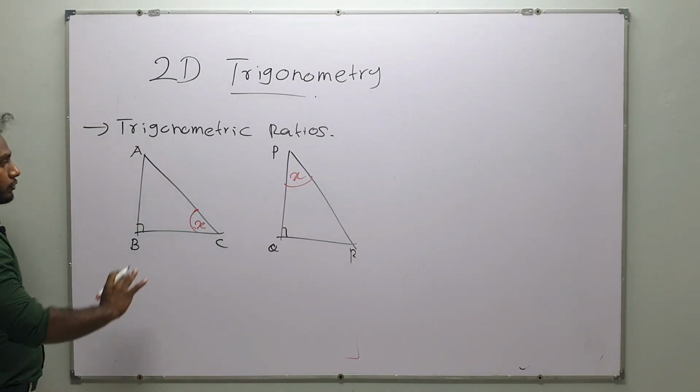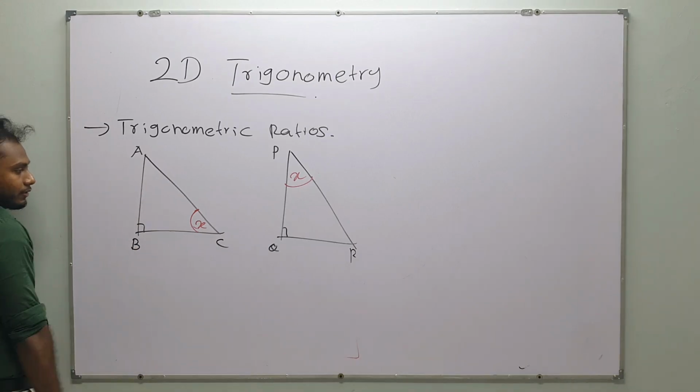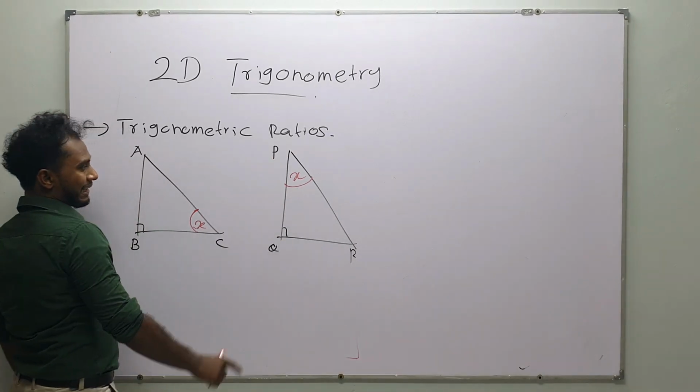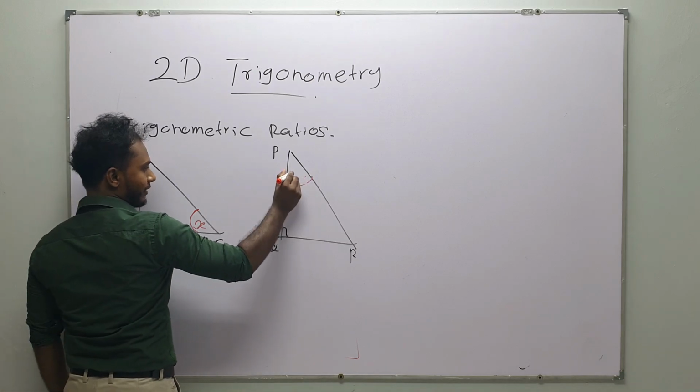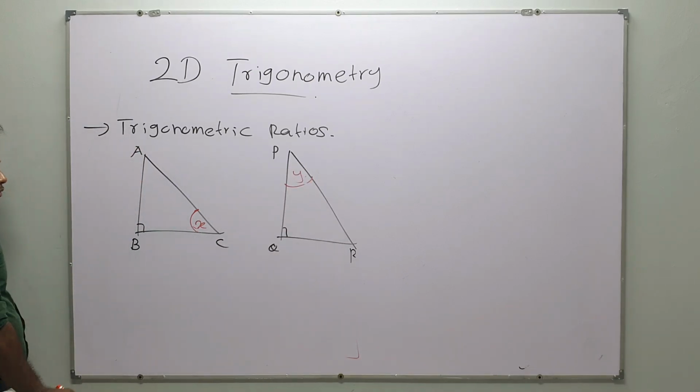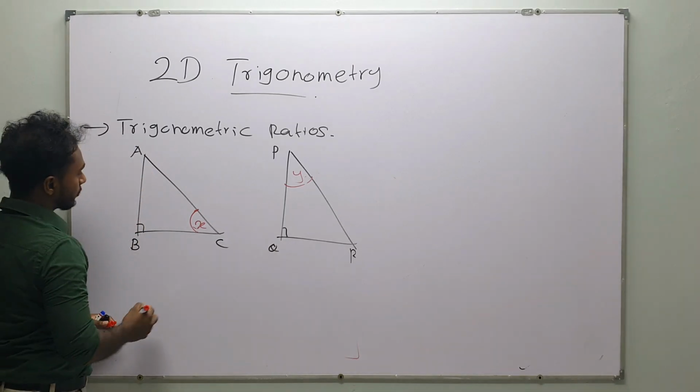All right. So there are two triangles, triangle ABC and triangle PQR, and two different angles. Let me take this one as y. I think that's better. This is y. It's a different triangle, all right, so we'll use it as y.